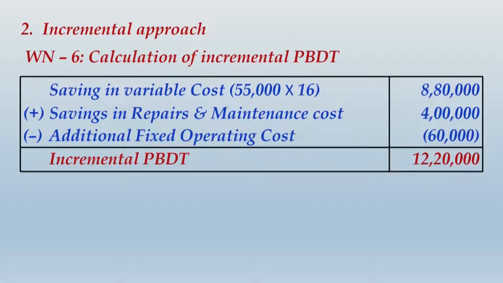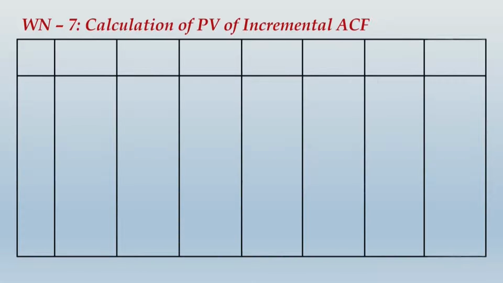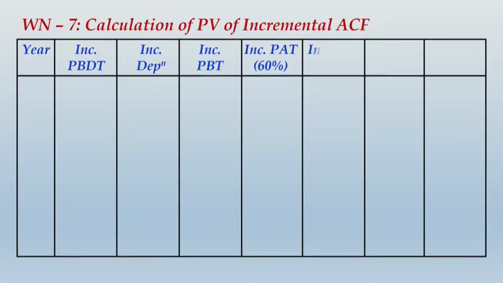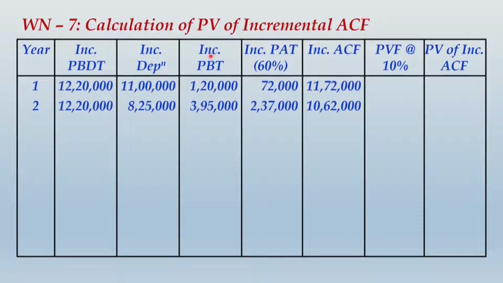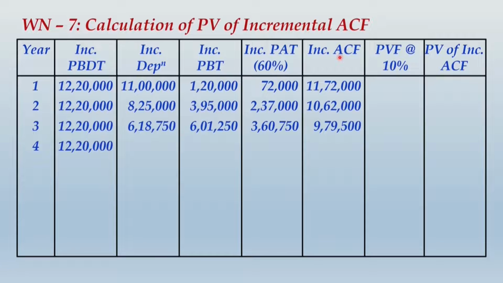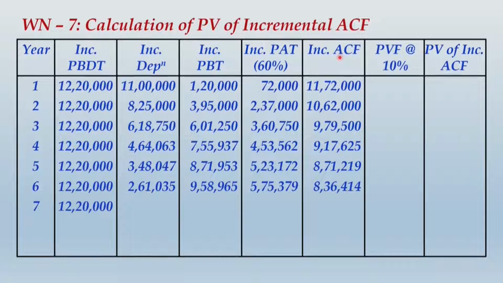Alright friends, once you have completed this calculation, let us move ahead and continue with the next. Now we are computing the PV of incremental ACF. Please carefully look into the headings. Look at the headings particularly. It is all incremental PBDT, then incremental depreciation, then incremental PBT, then incremental PAT, incremental ACF. And every calculation that you are now finding is incremental, and the last two columns, be careful.